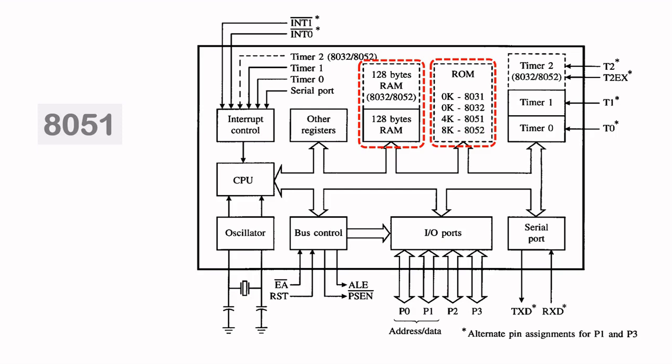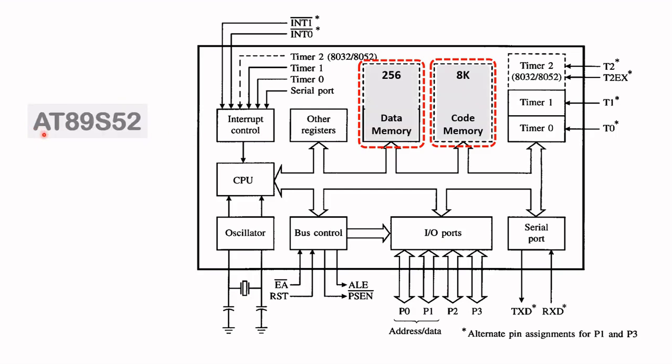But I am more interested in the 89S52, which is a variant of the original 8051. And the 89S52 has 256 bytes of data memory and 8K of code memory.